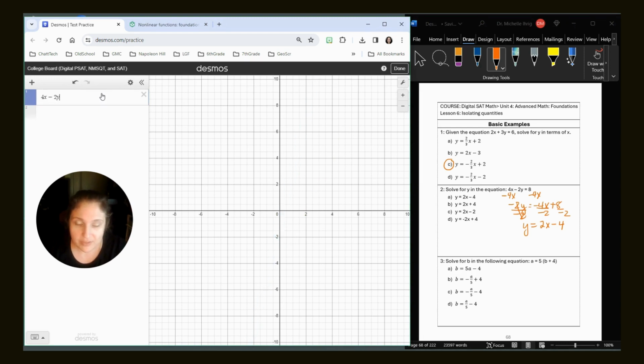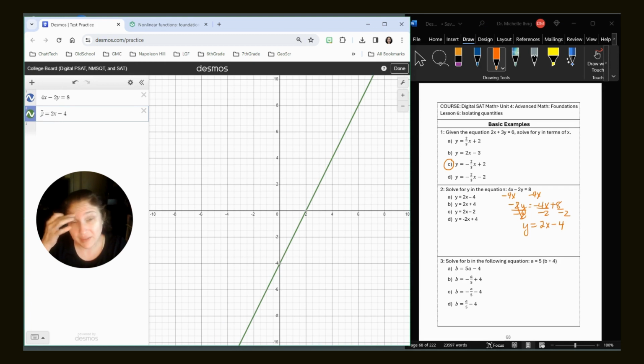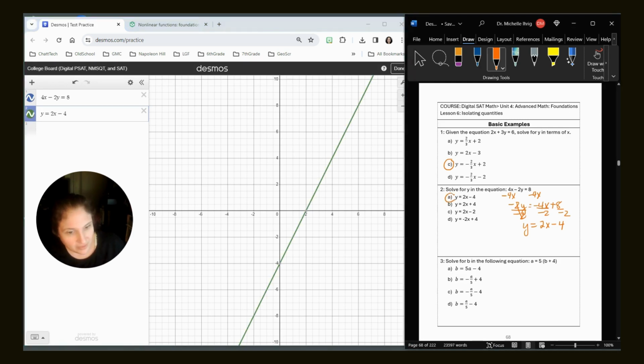4x minus 2y. So, I did it relatively quickly the long way. And then I'm just going to even keep it simple. 2x minus 4. Oh, how simple is that? Okay, same graph. We can type in y equals, but Desmos does know that if you just have x's as the input, that the output would be the y. So it's choice A. And we also know it's choice A because I did the problem.